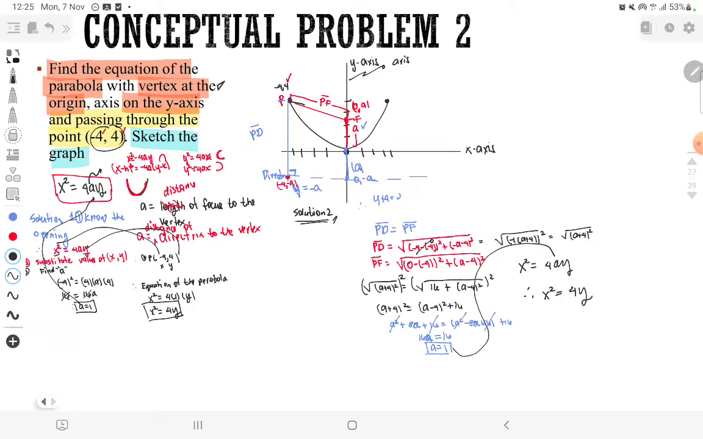Okay, which is similar to our answer. Those are two solutions in finding our a.